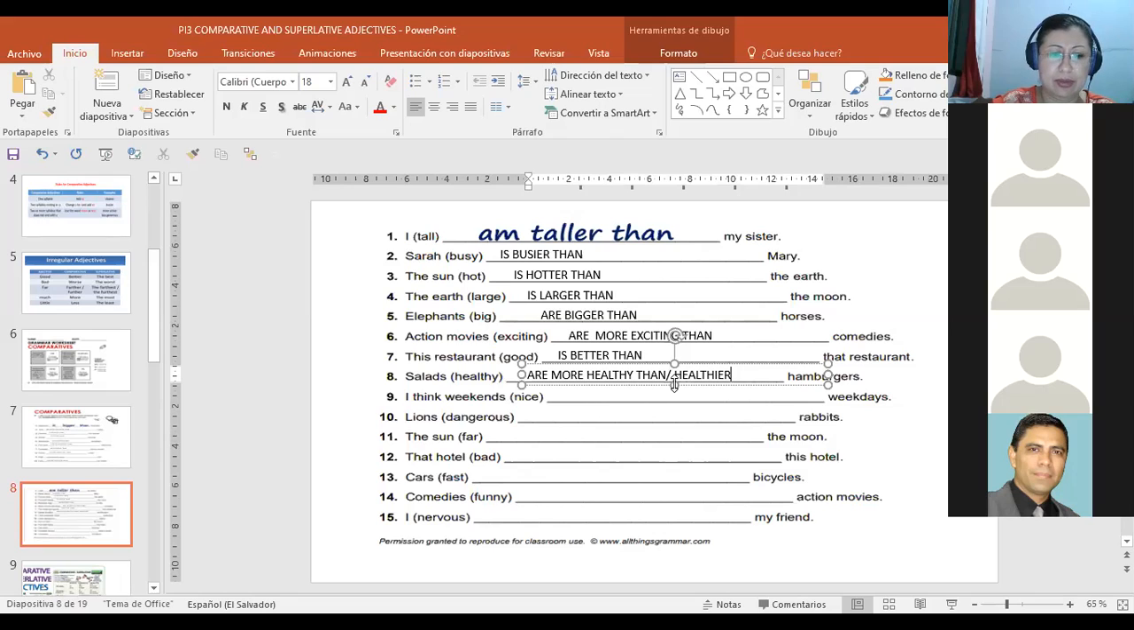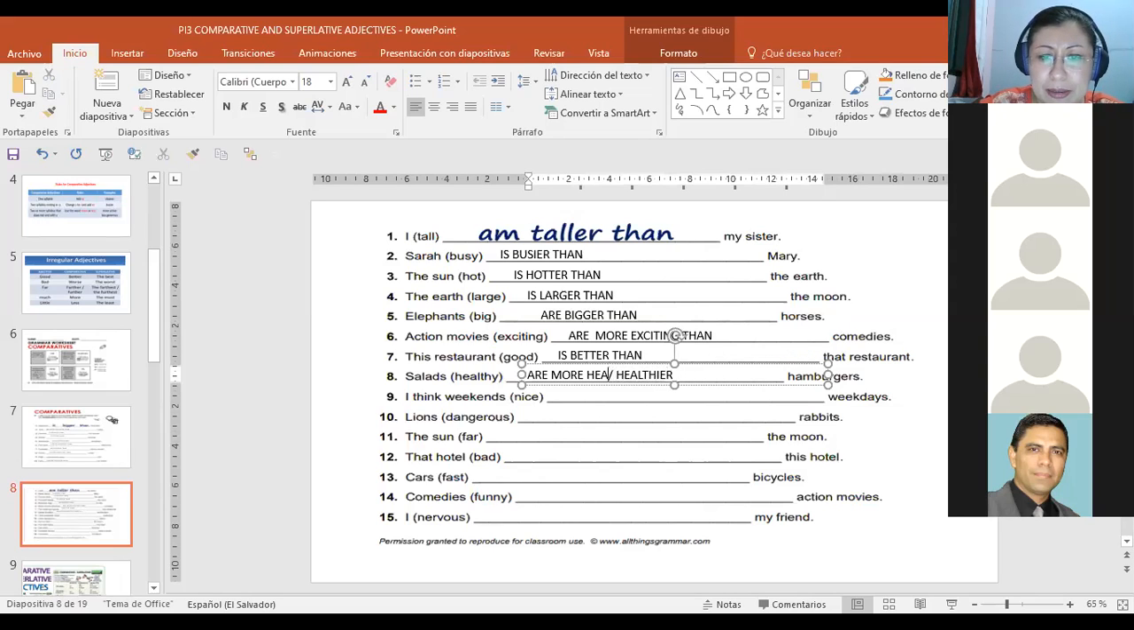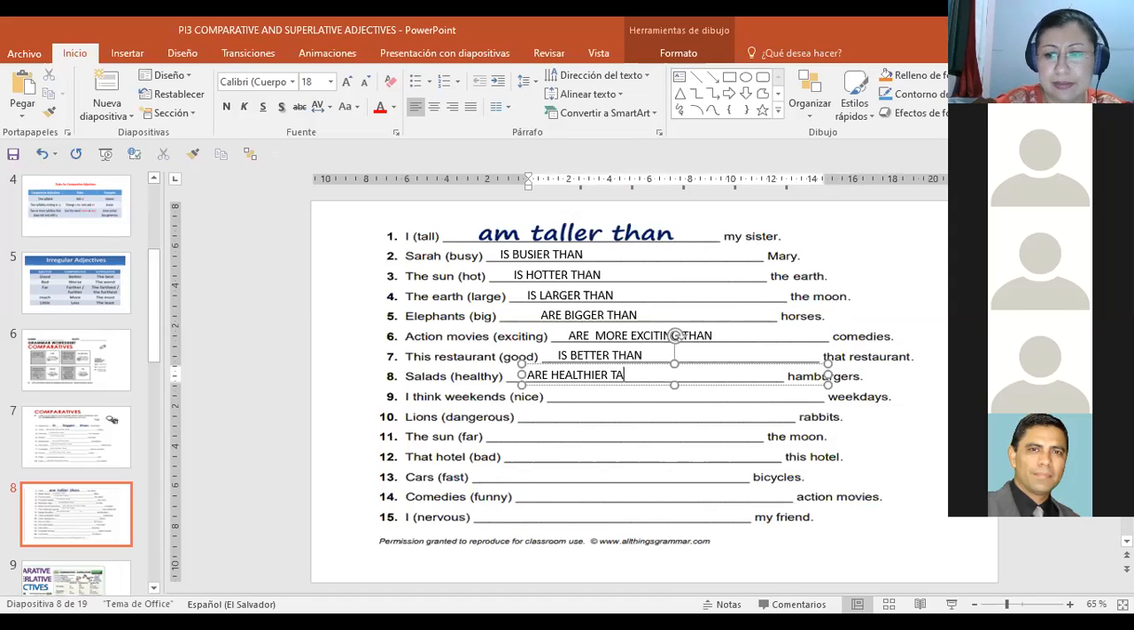Vamos a buscarlo ahora. Wealthier. Ok, el más rico. Sí, lo puede usar también de ambas vías. Pero en este caso, para no utilizar tanta palabra, more healthy, mejor healthier, or more wealthy, you say wealthier, okay? Yeah, it's easier. So salads, in this case, salads are healthier than, aquí sí teníamos que utilizar to be, ¿verdad? Conjugado. Okay, very good. Okay, nice.